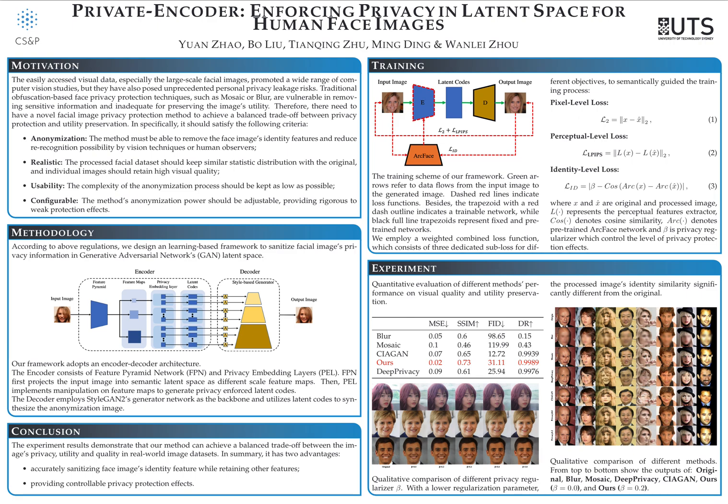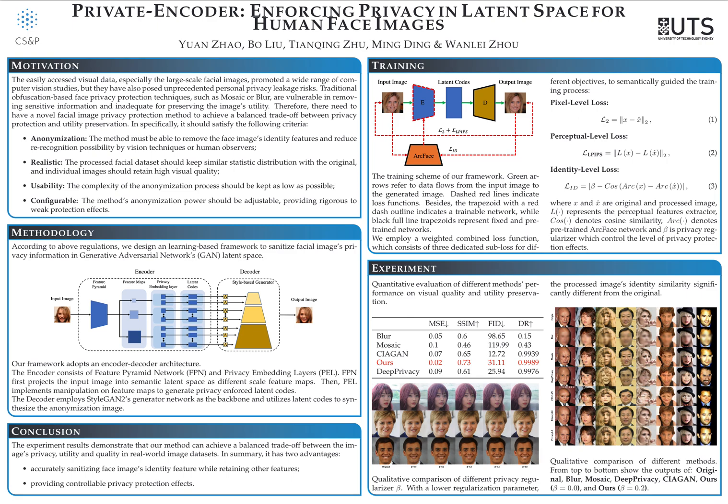But the currently commonly used privacy protection methods in images, such as mosaic and blur, are mainly case-based methods. They are vulnerable in removing sensitive information and also hard to preserve image utility. Therefore, we need a novel facial image privacy protection method to achieve a balanced trade-off between privacy protection and utility preservation. According to the practical requirements, we think it should satisfy the following criteria: anonymization, realistic, usability, and configurable.